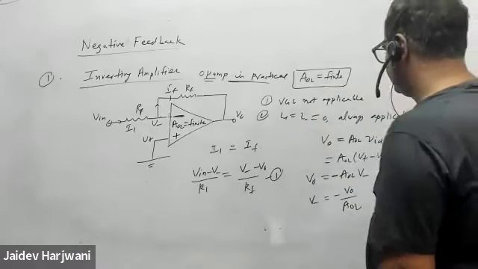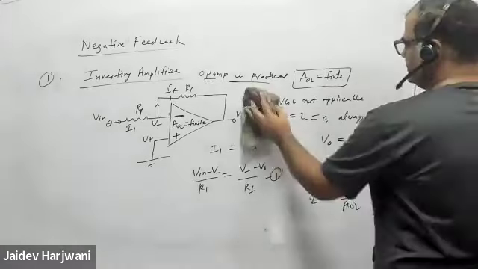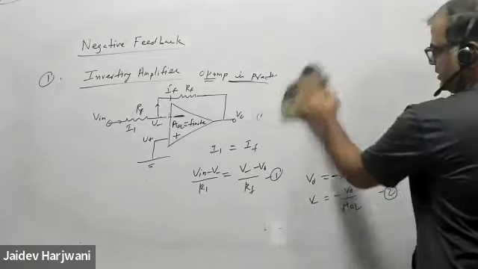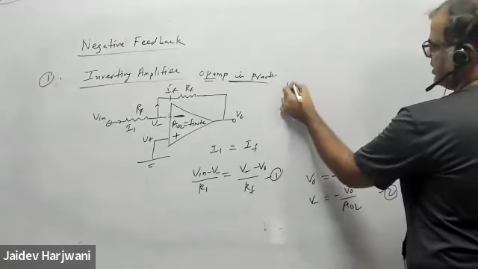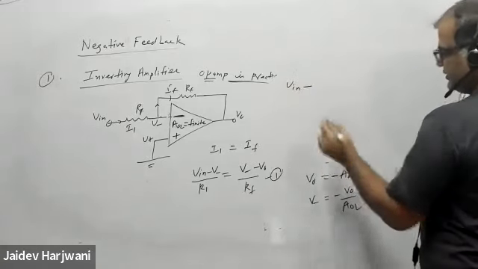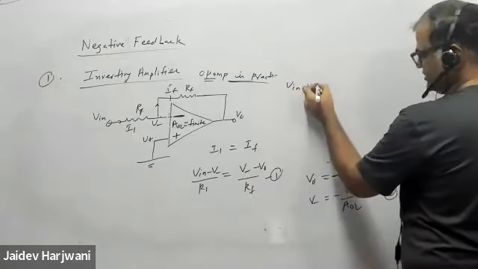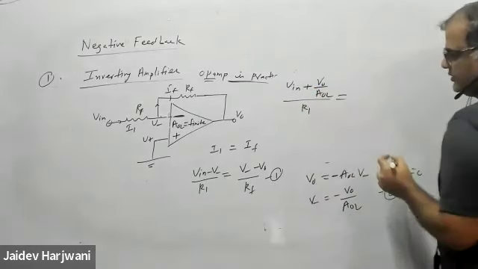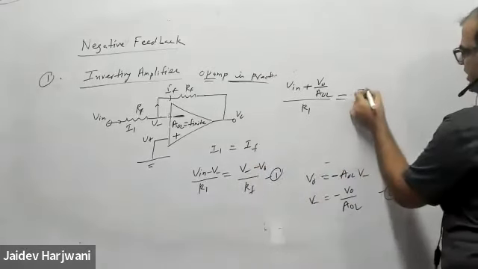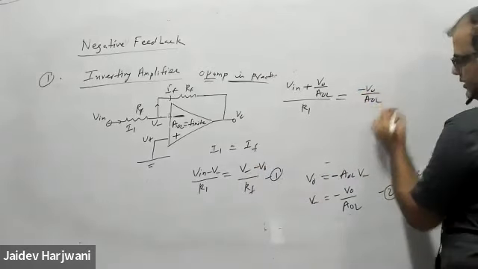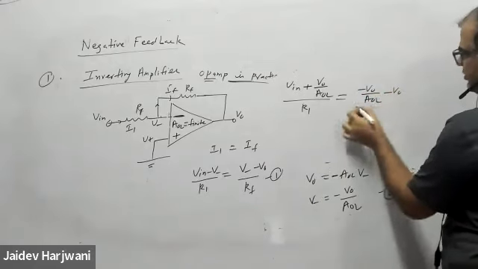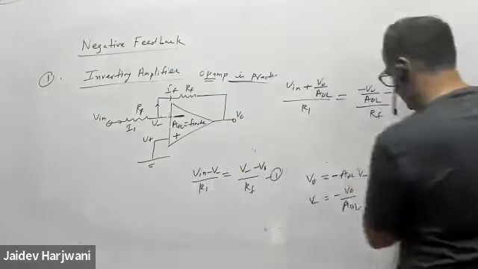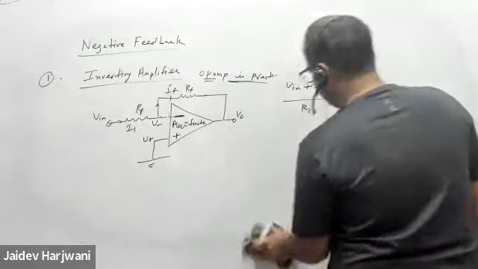So I am rubbing this one. Put the values here. So V input plus V naught upon AOL upon R1 is equal to V minus, that is minus V naught upon AOL, minus V naught upon RF. Okay, let us solve this one, and we'll see what is the formula for closed loop gain.